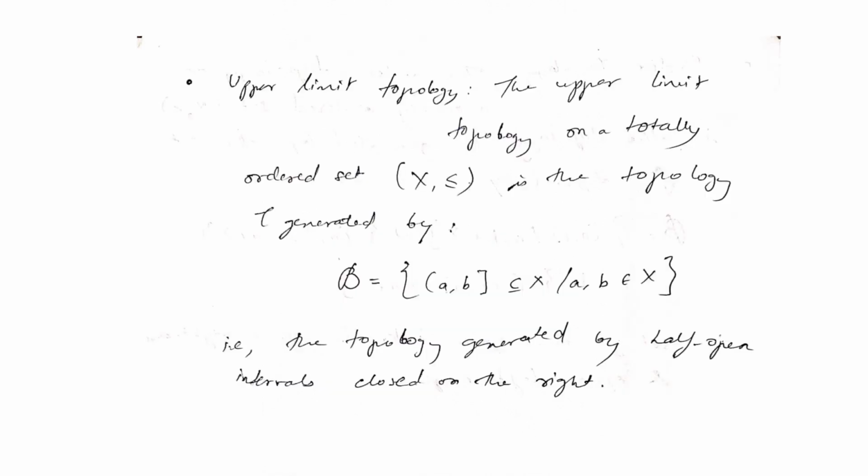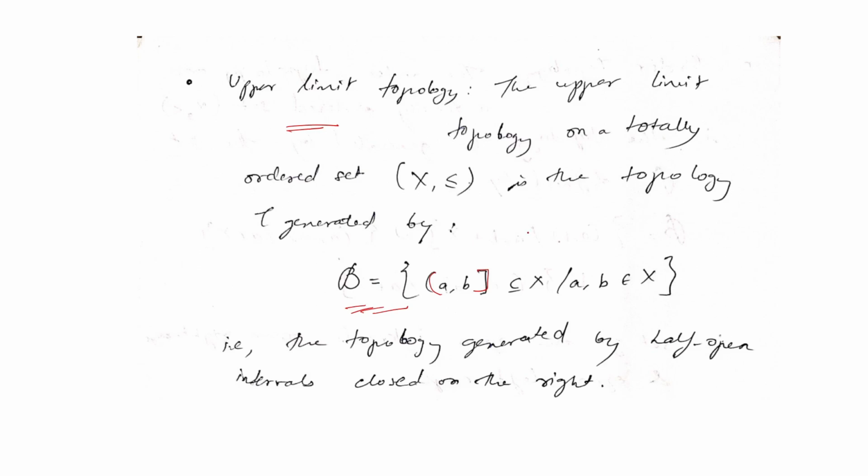Now let's move to the upper limit topology. Similarly, the upper limit topology will be formed by the basis consisting of elements like open at A and closed at B. So this forms the upper limit topology. The upper limit topology on a totally ordered set is the topology tau generated by this basis. Fine, so it will be closed on the upper limit.